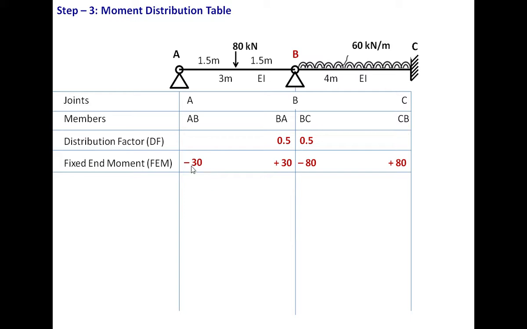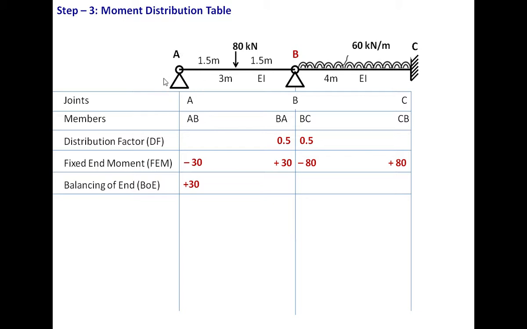Then comes the fixed end moment. In the previous slide we saw that there is an anti-clockwise moment 30, here clockwise moment 30, so we'll say minus 30 and plus 30, and for the UDL it was minus 80 and plus 80, so you have to write down according to the sign conventions. The next step is balancing of joints, and this is a very important step. We know that here this is a hinge support and it is at the starting, so we must set this moment as 0.